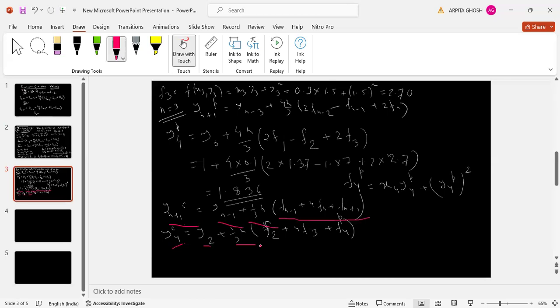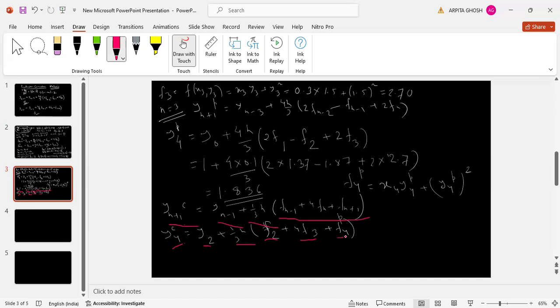Put the value of 1/3 h. Now next is f of 3 minus 1, that is f2. f2 we have already calculated. f at the point x2 y2, that is x2 y2 square plus y2 square, x2 into y2 plus y2 square, that we have already calculated. Next is 4 into f of n, that means 4 into f3, that also we have calculated.